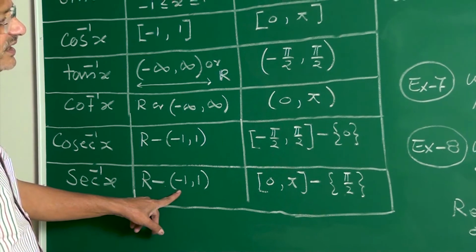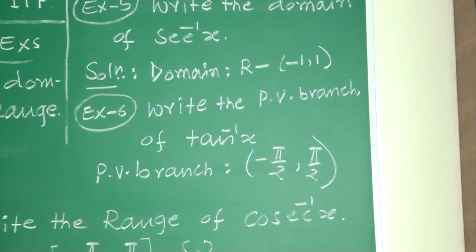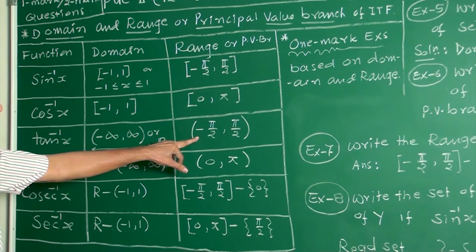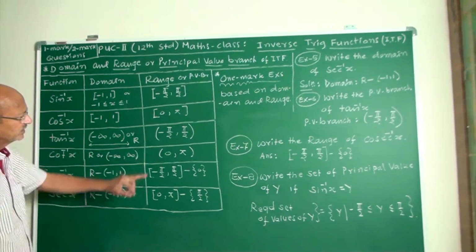Next is: write the principal value branch of tan inverse x. This is tan inverse x. This is the principal value branch, which is the open interval minus pi by 2 to plus pi by 2.